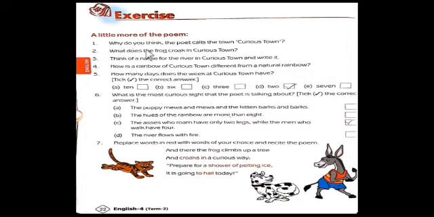The first one, why do you think the poet calls the town Curious Town? So dear students, why do you think the poet calls that town a curious town? Do you know? The poet calls the town Curious Town because strange things happen there. The kittens bark and the puppies mew. Actually, the kittens mew and the puppies bark. Correct? No, but here the kittens bark and the puppies mew.